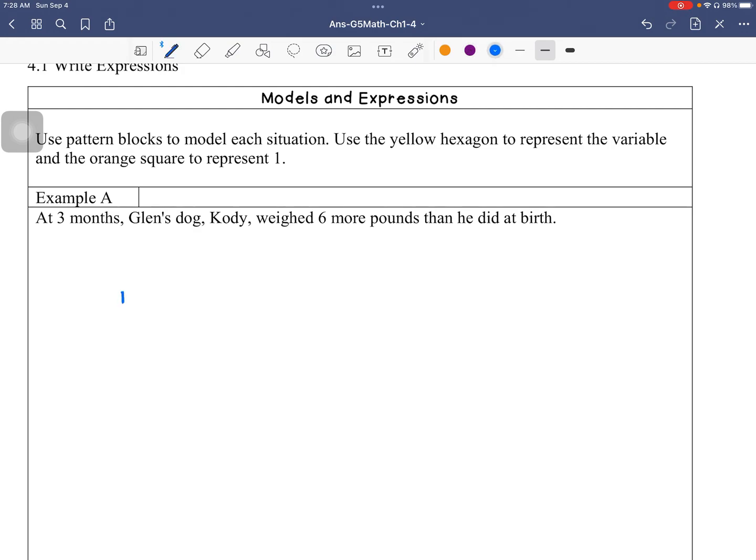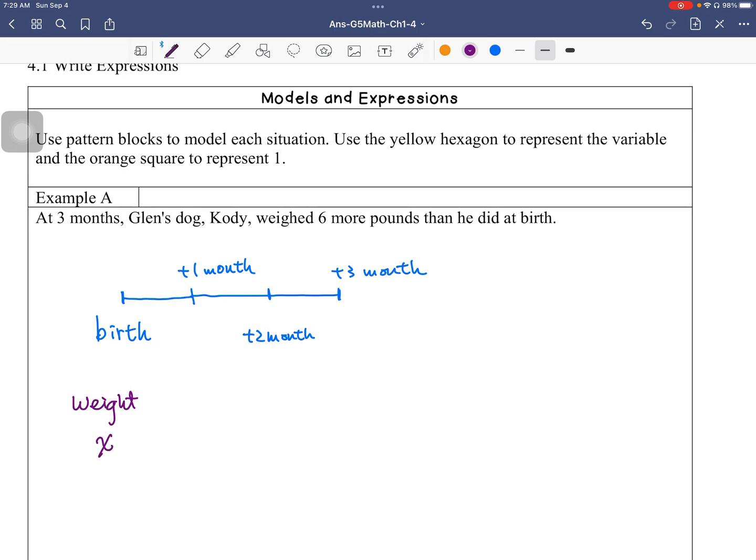So this is birth, and then after 1 month, after 2 months, after 3 months. So at birth, the weight, let's just say it's x. So after 3 months, the dog weighs x plus 6.